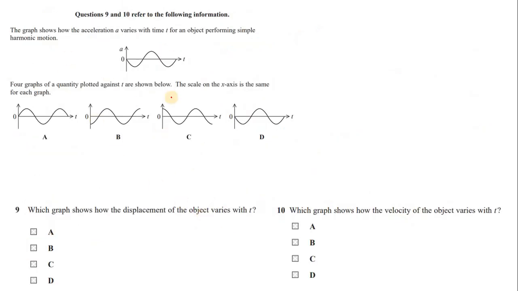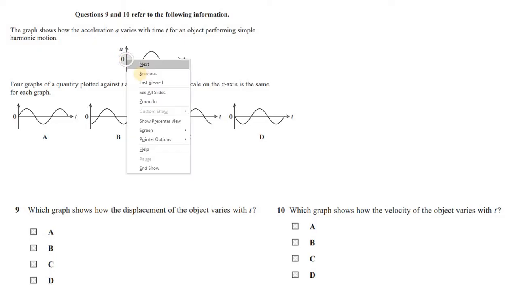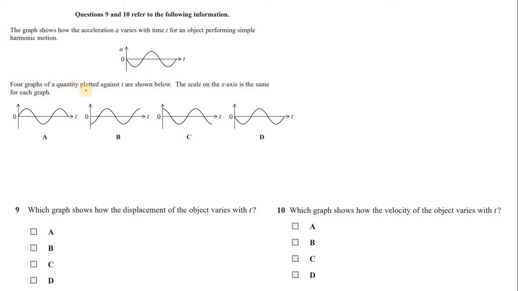Question number 9-10 refers to the following information. The graph shows how acceleration a varies with time t for an object performing simple harmonic motion. This is the acceleration time graph, given from the origin, zero at t equal to 0. Four graphs of a quantity plotted against time are shown below. The scale on the x-axis is the same for each graph, so the time axis is the same. Which graph shows how the displacement of the object varies with time?